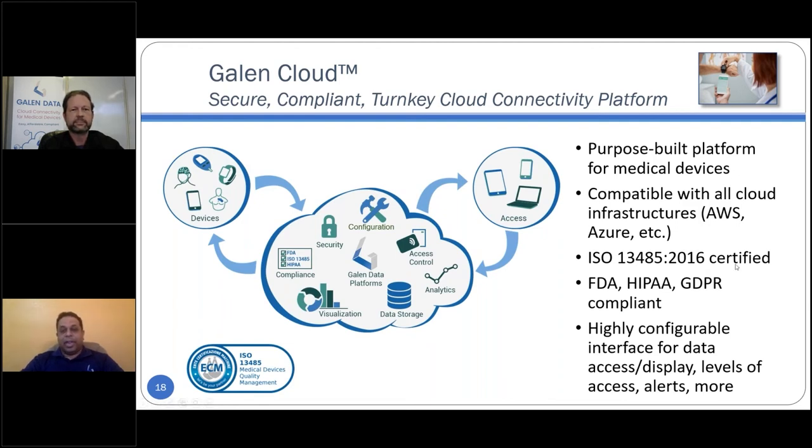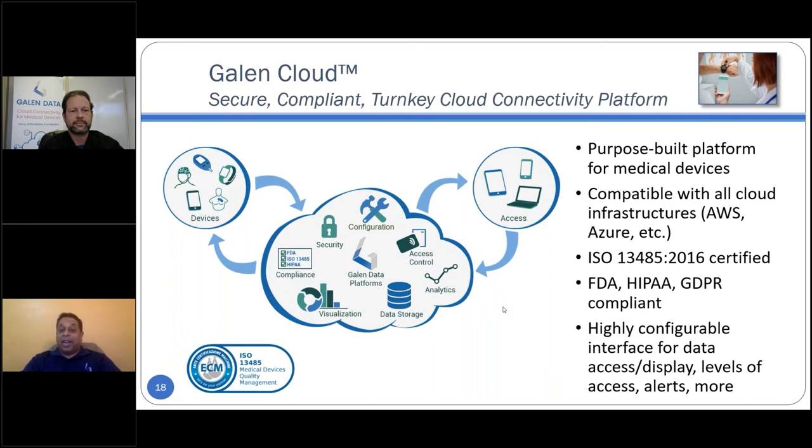Sure. So the Galen Cloud is a purpose-built platform specifically for medical devices. We target nothing but medical devices. We build everything under an ISO 13485 certified quality management system. We comply with FDA, Health Canada and European Union regulations and others. We also comply with a suite of privacy regulations like HIPAA, GDPR, CCPA, and others.